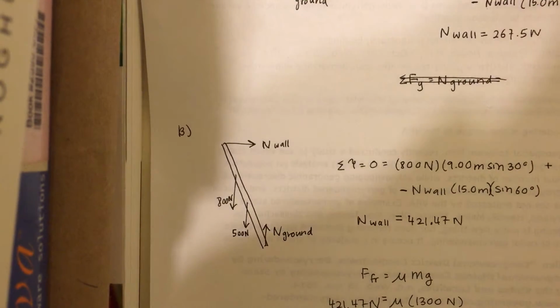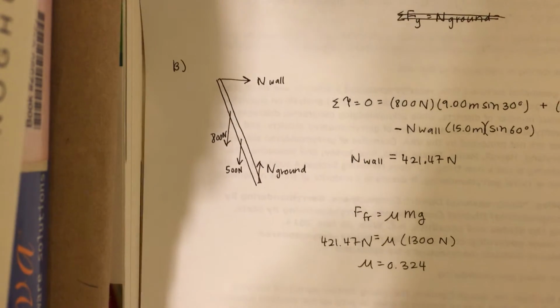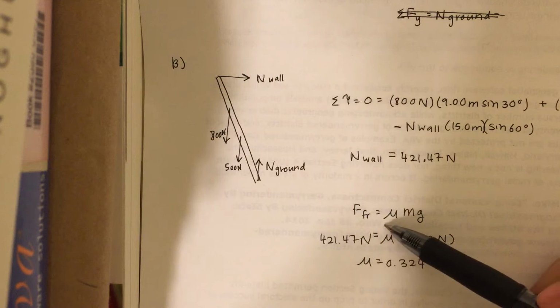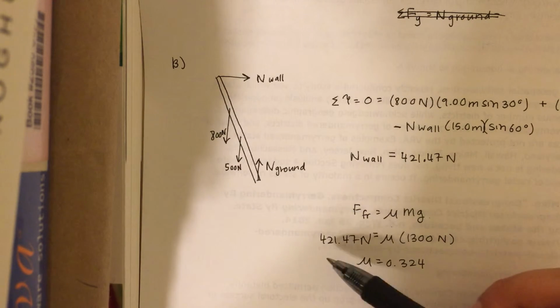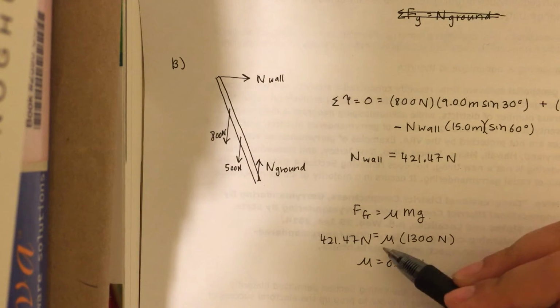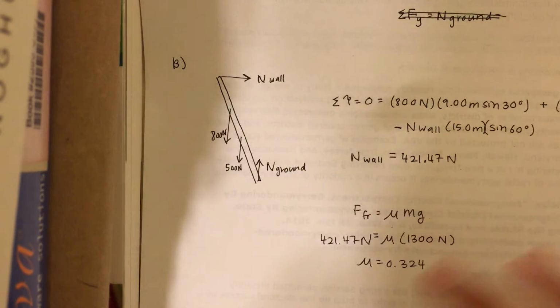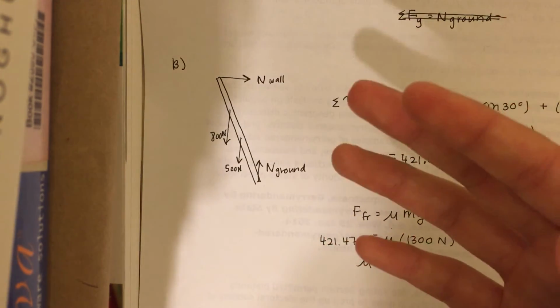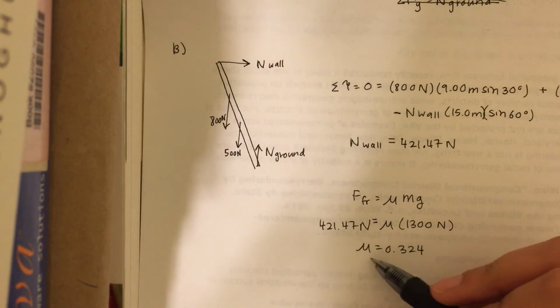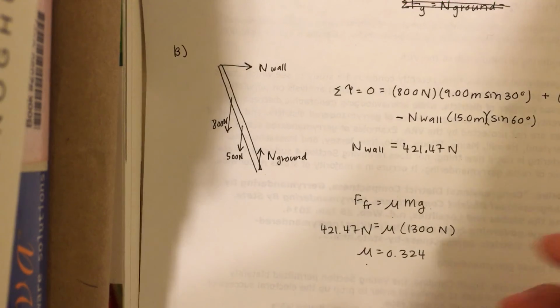Now, according to the problem, if the ladder is on the verge of slipping, what is the coefficient of static friction between the ladder and the ground? What we see here is that the force of friction is equal to the coefficient of friction times the normal force. So 421.47 Newtons, which is the force given off by the wall, equals the coefficient of friction times 1,300 Newtons, which is the total weight of the ladder and the firefighter. So when you solve that out, you get the coefficient of friction is equal to 0.324. And that would be how you solve number 11.